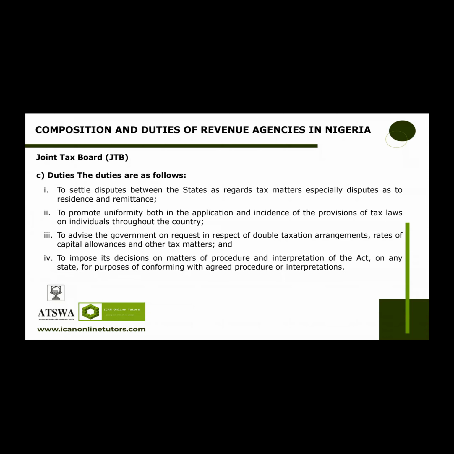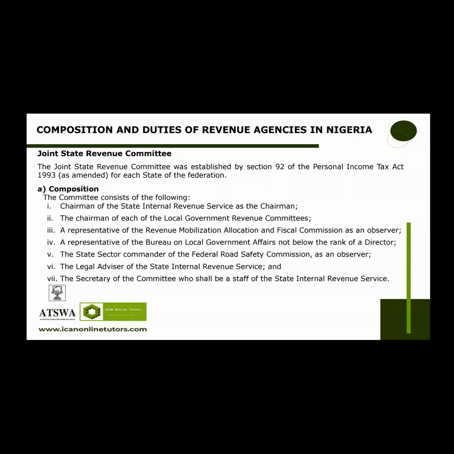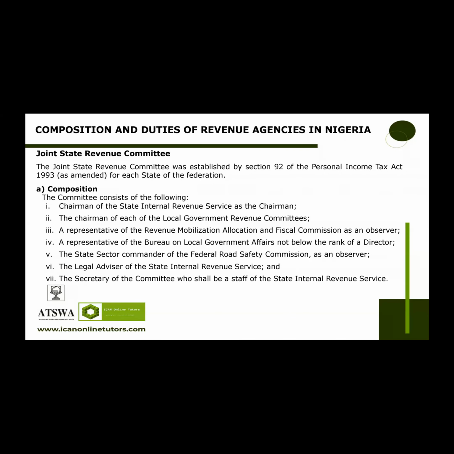Now, the Joint Tax Board has been taken. Now, let's look at the Joint State Revenue Committee for the local government purpose. The Joint Tax Board is for the state, while the Joint State Revenue Committee is for the local governments.